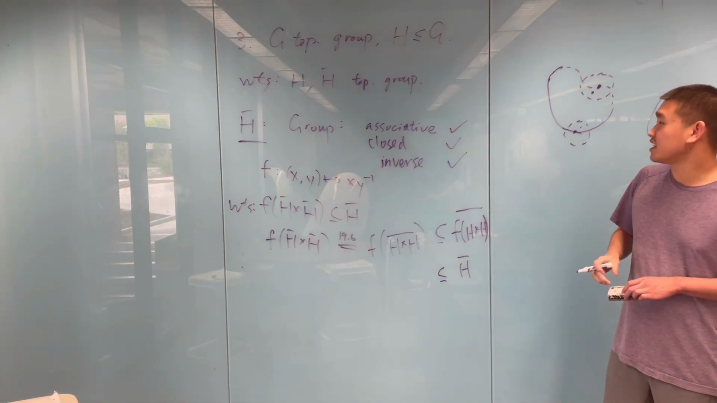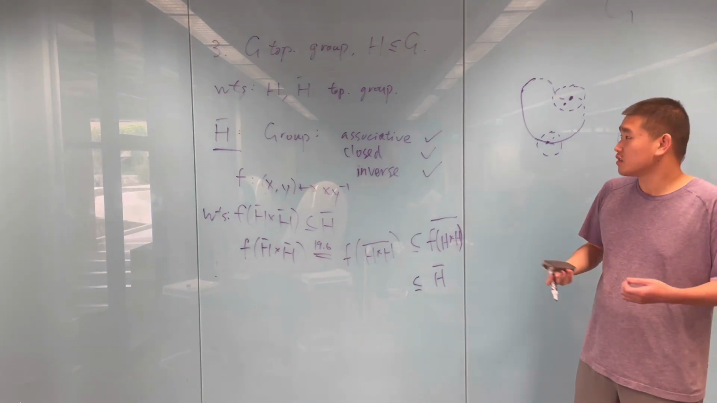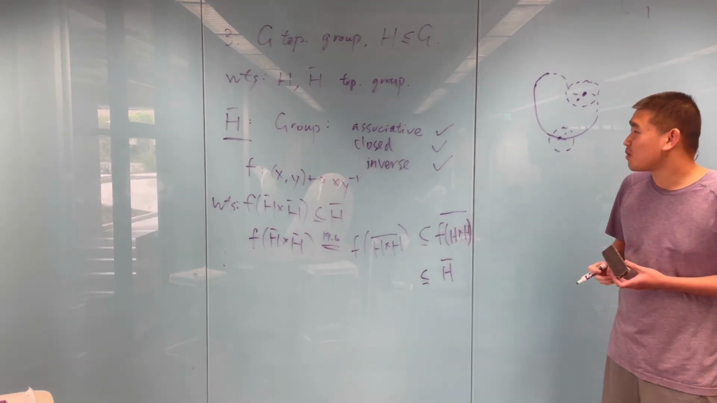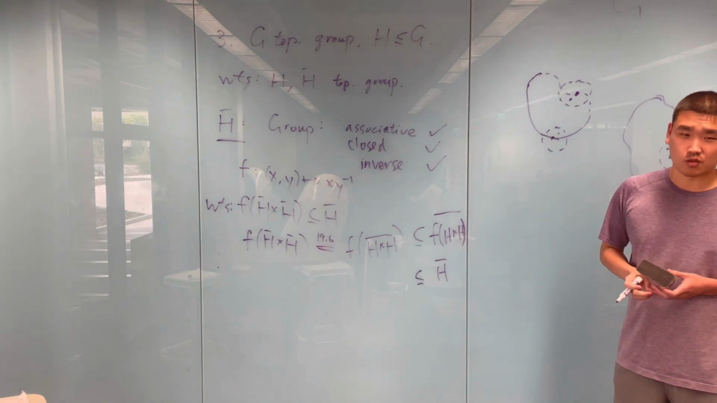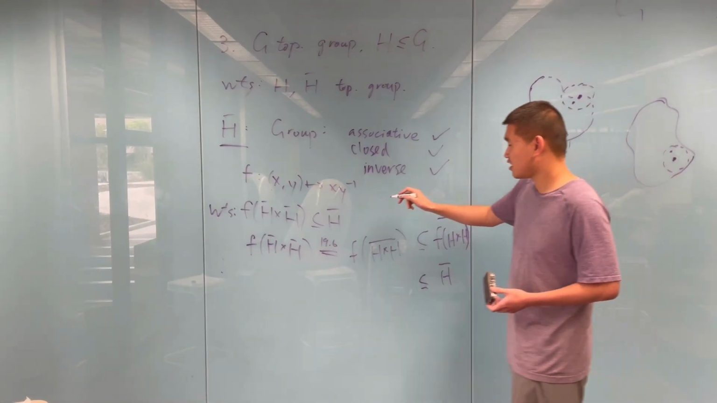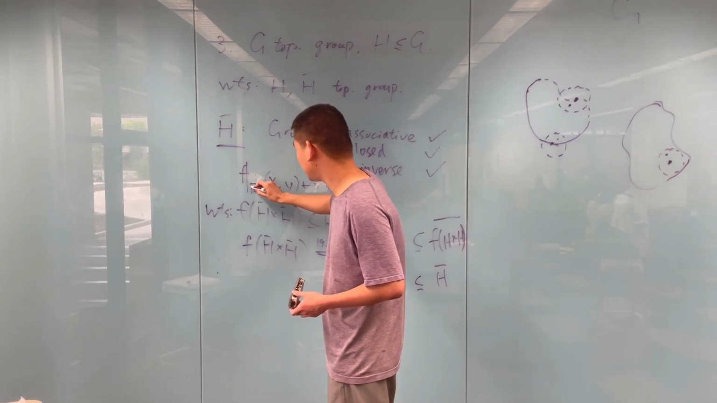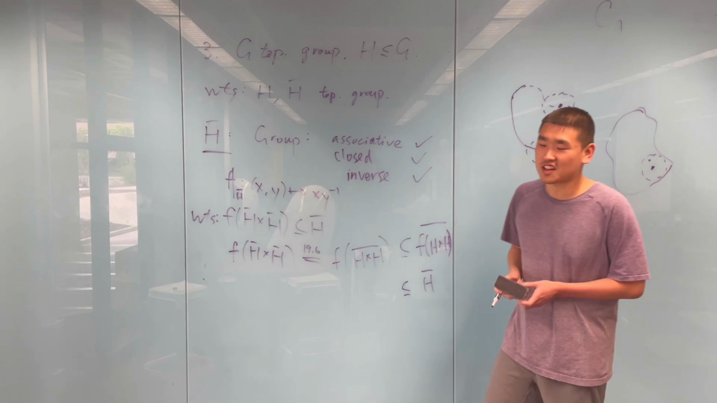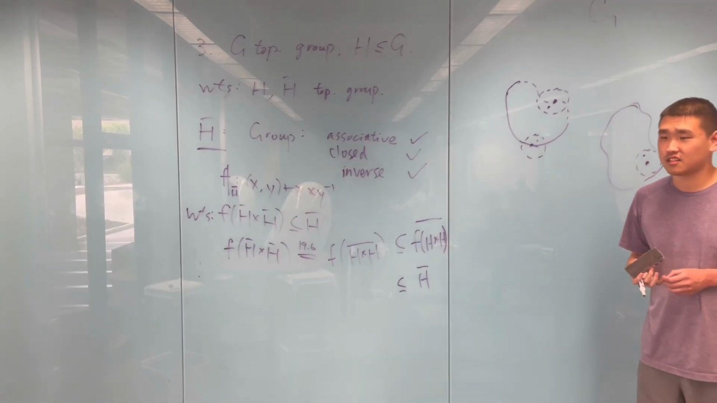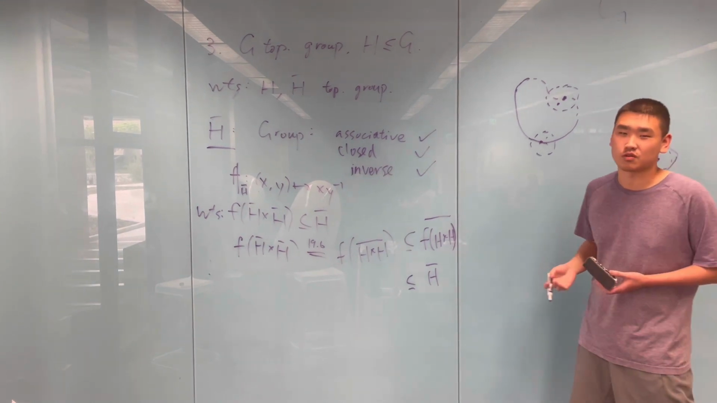So then we have basically checked that H bar is a group. To check that H bar is a topological group, we follow the same argument as for H, because this function f restricted to H bar is continuous because f is continuous in G, which means that H bar is not only a group, but also a topological group.